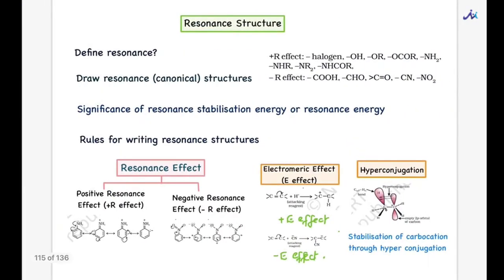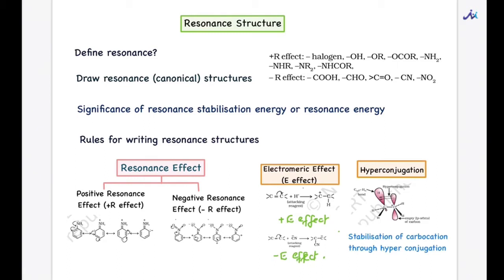One of the most important points in this unit is resonance structure. Under this topic, students should learn the definition of resonance, how to draw resonance structures, significance of resonance stabilization energy or resonance energy, and rules for writing resonance structures. Also, difference between positive resonance effect and negative resonance effect to be discussed with the help of aniline and nitrobenzene, which are shown here.